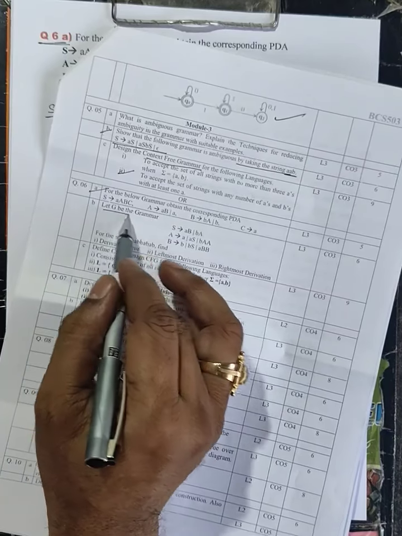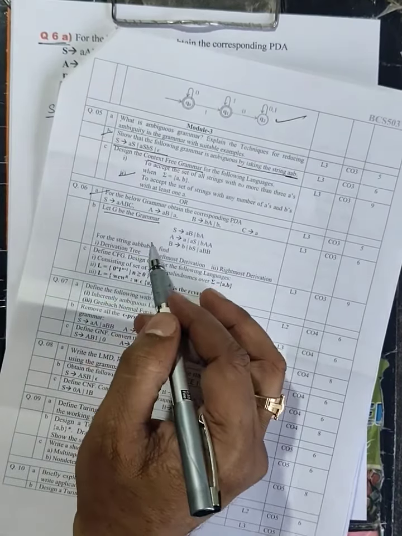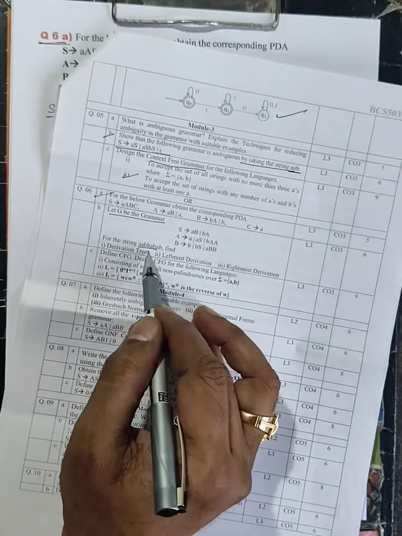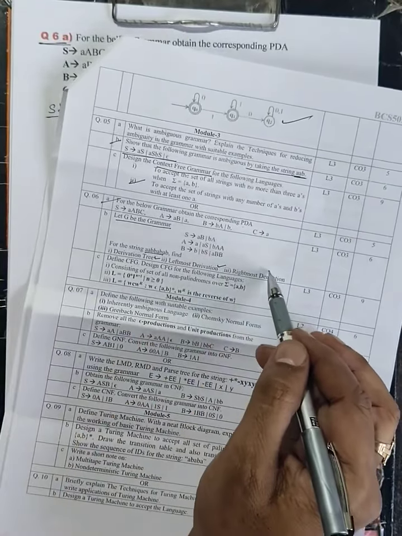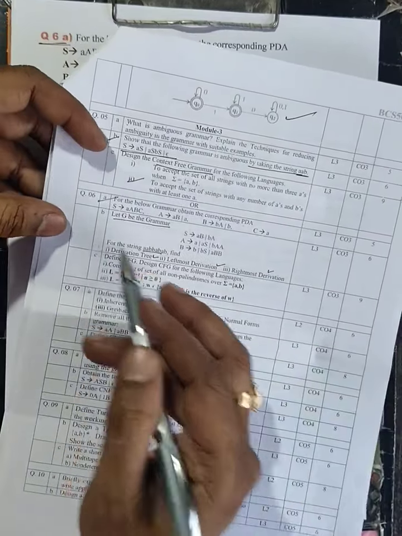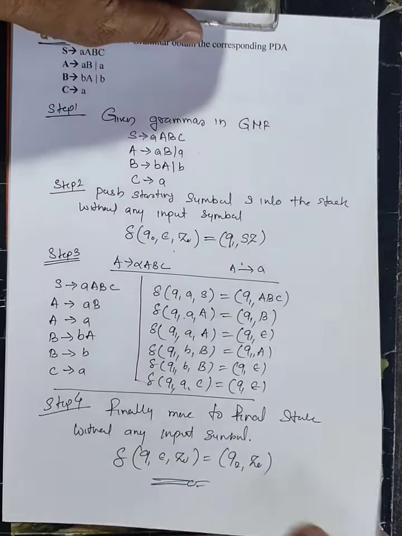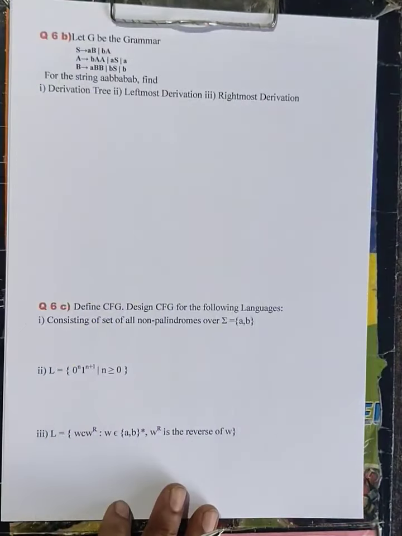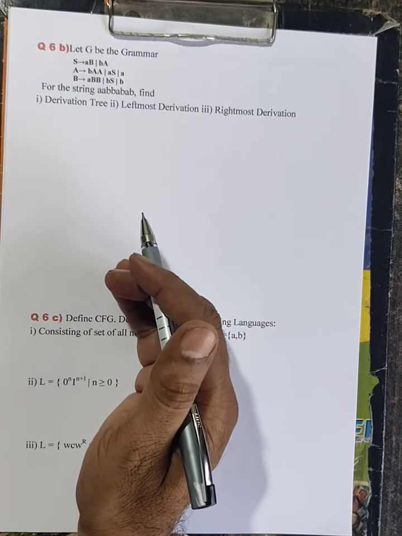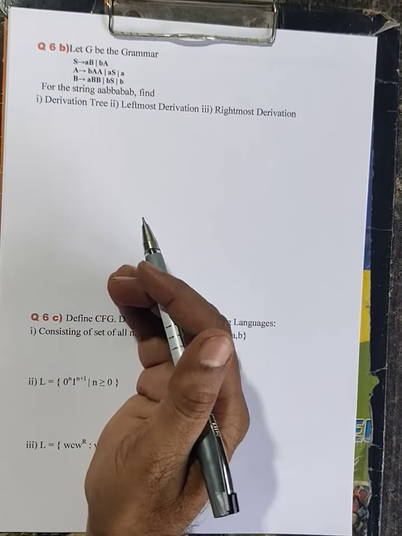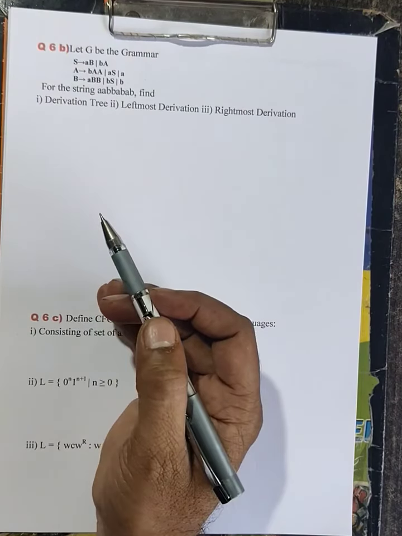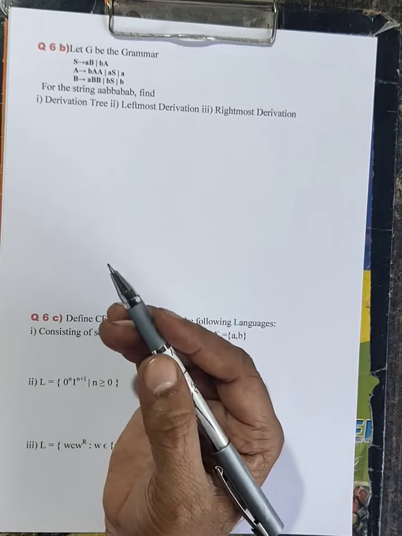The next one again: let grammar G be given. For the given string, we need the derivation tree, leftmost derivation and rightmost derivation. This is question number 6B. From this we can write the derivations: LMD, RMD, leftmost derivation, rightmost derivation, then the derivation tree.